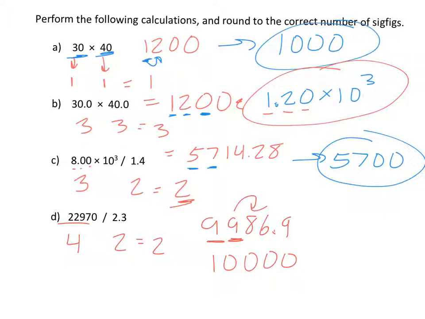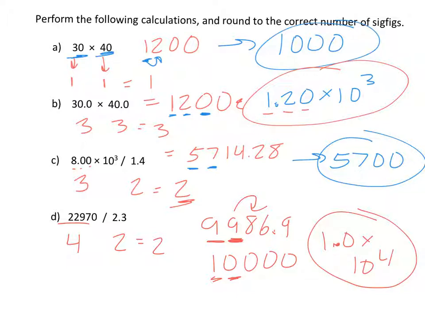10,000 currently only has 1 sig fig. I need to show 2. And so the only way to do that is to write 1.0 times 10 to the fourth. And that now has 2 sig figs. So again, that one's a little tricky because it started off as we were writing a sig fig to the hundreds place, and then it turned out we ended up writing it out to the thousands place. So the rules are different than addition and subtraction.